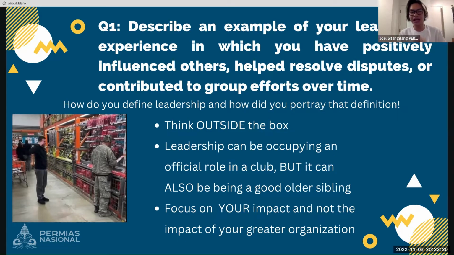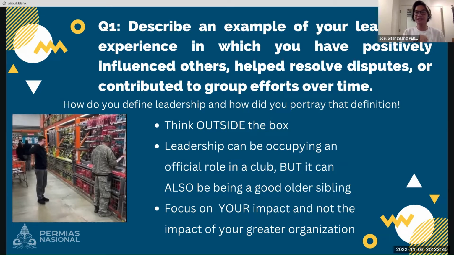Well, not necessarily. Looking at it deeply, they want to find your definition of leadership, because although there is a commonly accepted definition, in terms of nuance there are different levels of leadership, and they want to know your level of leadership. Once you've defined that, they want you to exemplify with your past experiences how you portrayed that definition. So first tip, think outside the box.